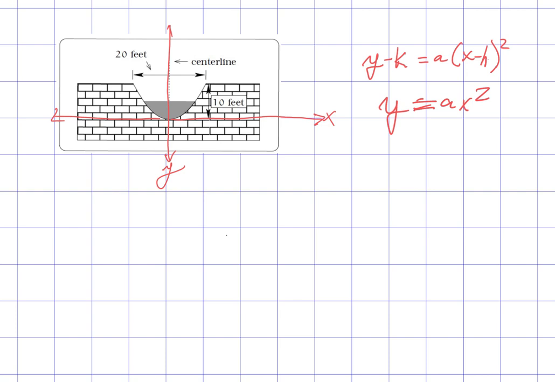What I have, though, is a point right here that this parabola goes through. If the distance across is 20 feet, this is 10 feet. So on the x-axis, 10 feet over, 10 feet up. So it goes through the point 10 comma 10.